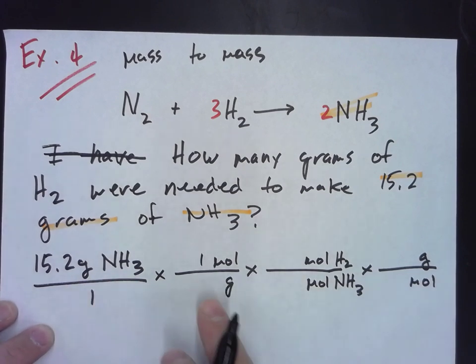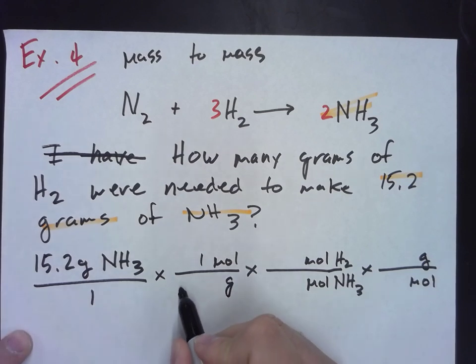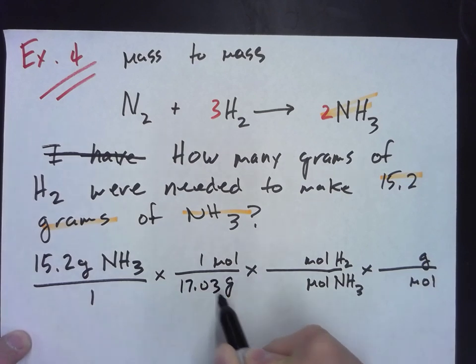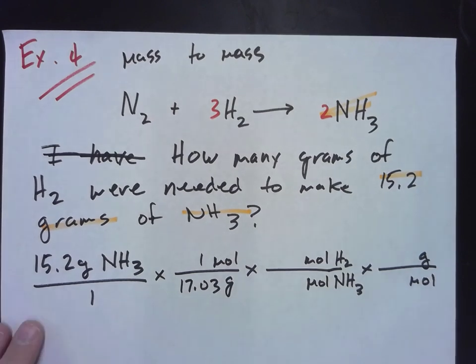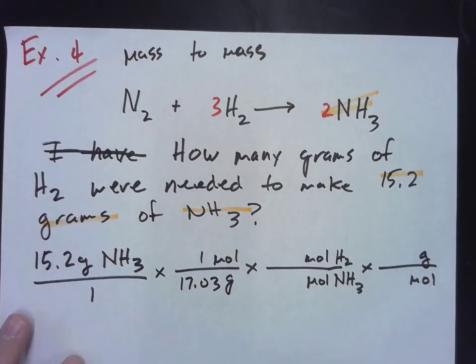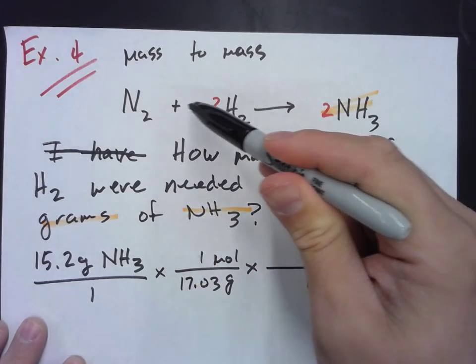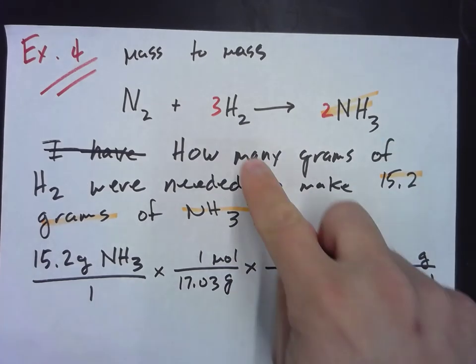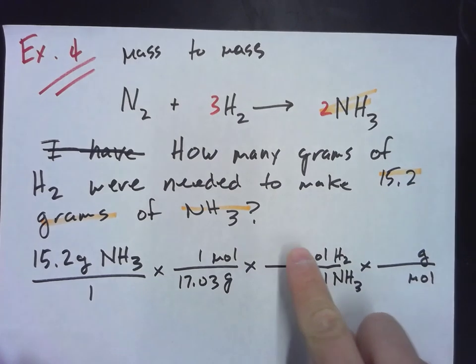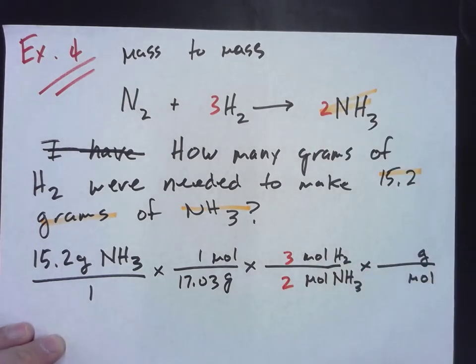1 mole of NH3 has a molar mass of 17.03, I believe. Let me double check that. Okay, it's 17.04, but 17.03 is fine. Either one, we're only off by a hundredth. Now my moles of H2 to my moles of NH3 is a 3:2 ratio. So look, I'm going to put that 3 next to moles of H2, and there's 2 moles of NH3. It's a 3:2 ratio.